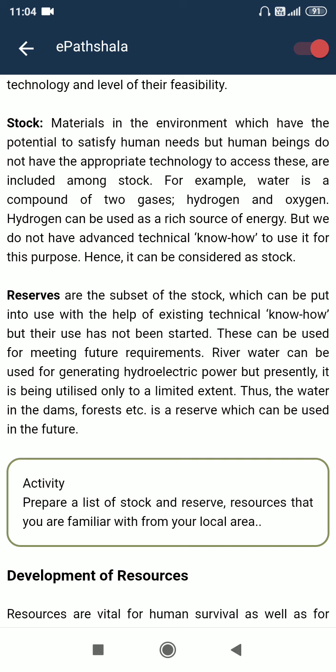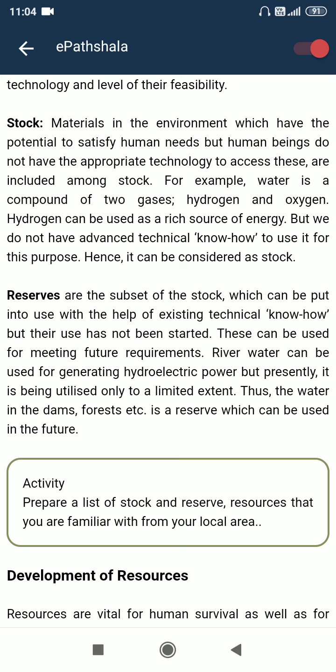For example, water is the compound of two gases, hydrogen and oxygen. Hydrogen can be used as a rich resource of energy, but we do not have the advanced technical know-how to use it for this purpose. Hence, it can be considered as stock.